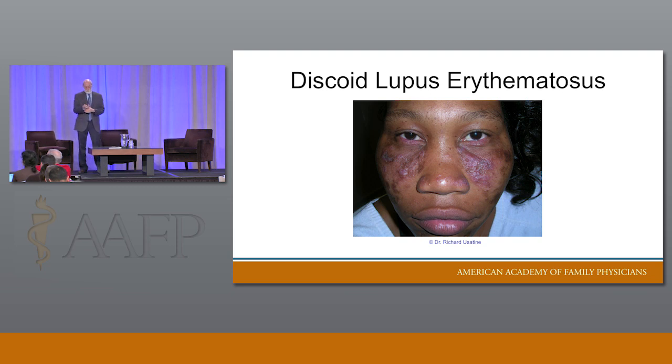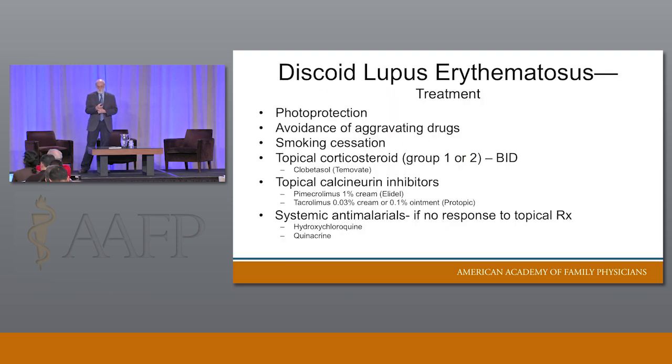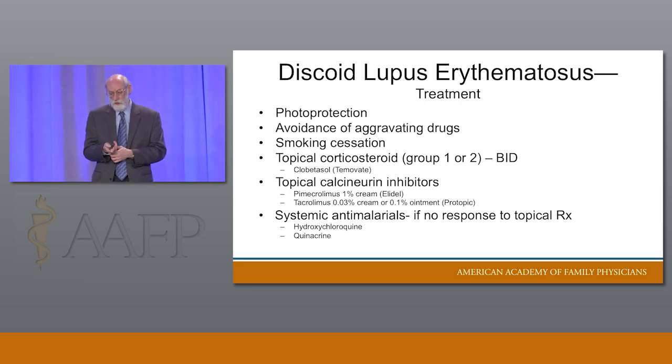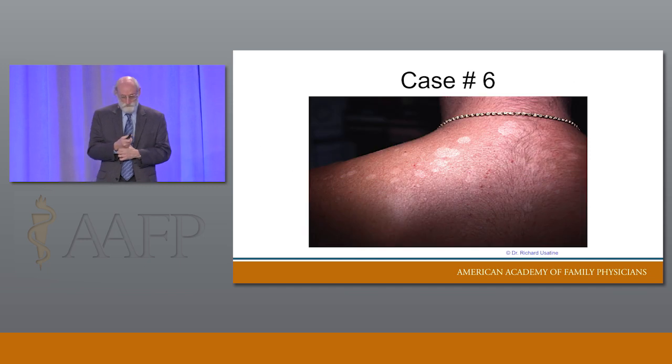This tends to, again, be a scarring condition, very disfiguring. How do you treat lupus rashes? Keep them out of the sun, tell them to stop smoking, typically topical steroids, maybe high potency. You can also use topical calcineurin inhibitors, and if you need to, systemic antimalarials.